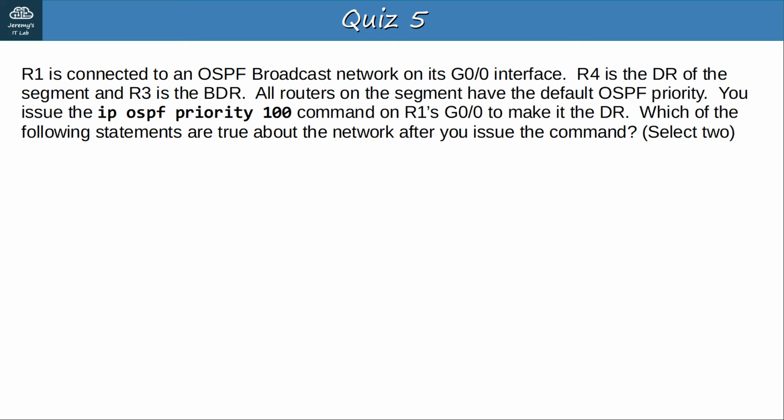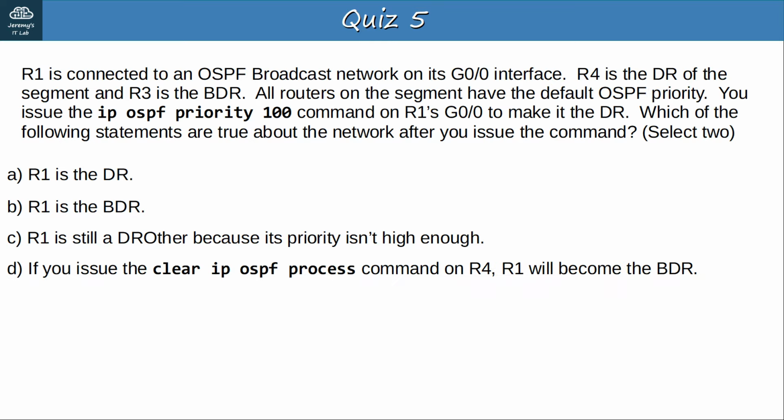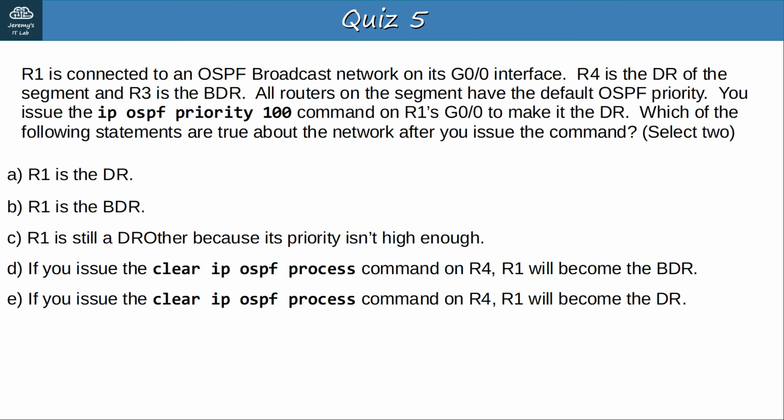Select 2. A. R1 is the DR. B. R1 is the BDR. C. R1 is still a DR other because its priority isn't high enough. D. If you issue the clear ip ospf process command on R4, R1 will become the BDR. E. If you issue the clear ip ospf process command on R4, R1 will become the DR. And F. The DR and BDR of the network are unchanged. Pause the video to think about your answers. Select 2.